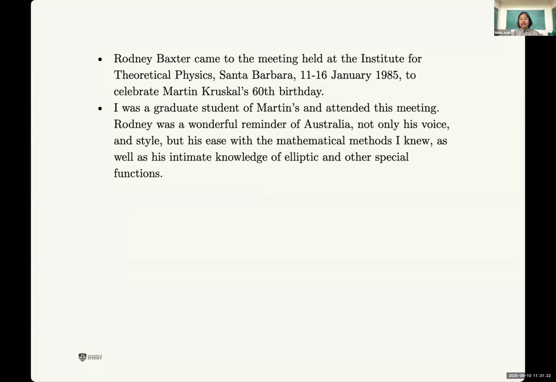I was a graduate student of Martin Kruskal's at the time, and I was there for that meeting and for several months afterwards for the program they held there. Rodney was a wonderful reminder, I remember, of Australia, not only the way he spoke, his voice and style, but his ease with the mathematical methods that I was familiar with from my undergraduate days at the University of Sydney, as well as his intimate knowledge of elliptic and other special functions.